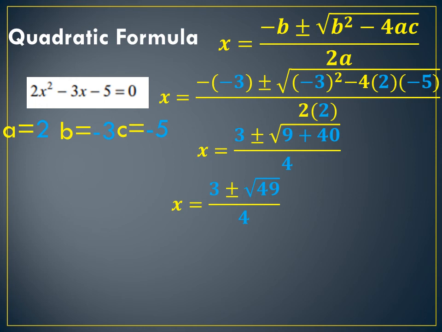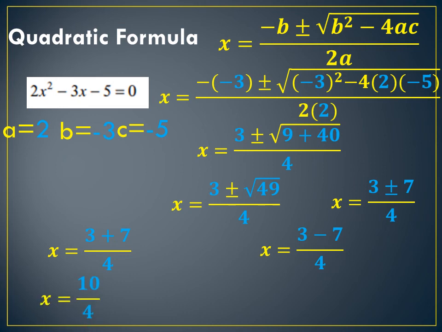Then get the square root of 49. So you have x equals 3 positive or negative 7 all over 4. Then we separate positive or negative 7. So it's x equals 3 plus 7 over 4 and x equals 3 minus 7 over 4. So simplify the first one. 3 plus 7 is equal to 10 over 4. Again, we can simplify this into its lowest term. So it becomes 5 over 2.